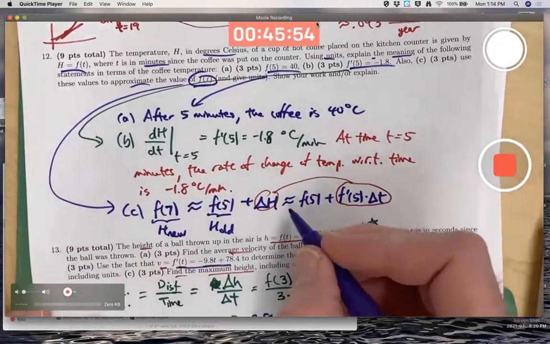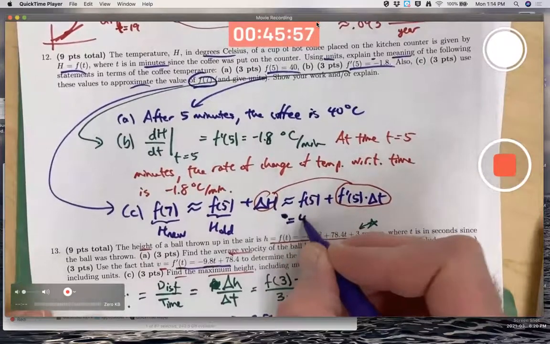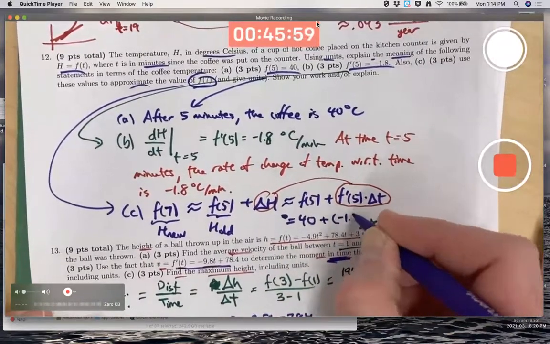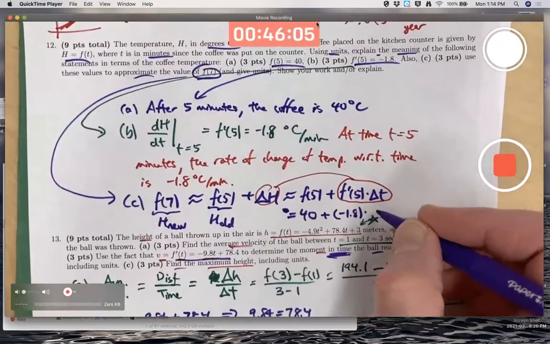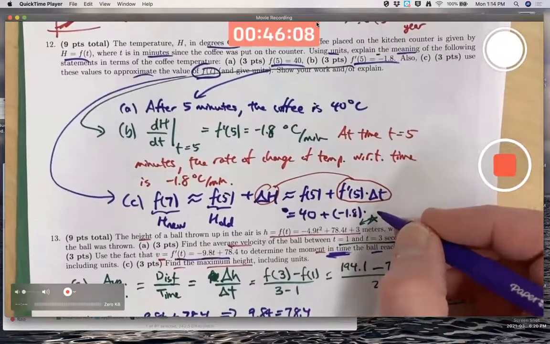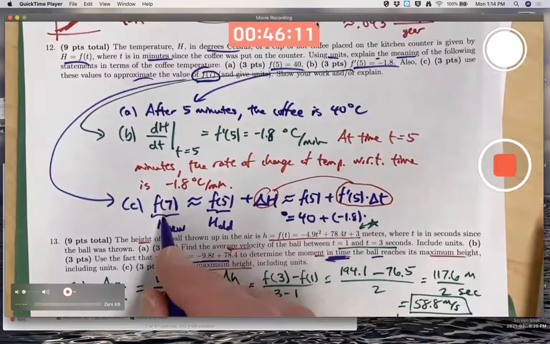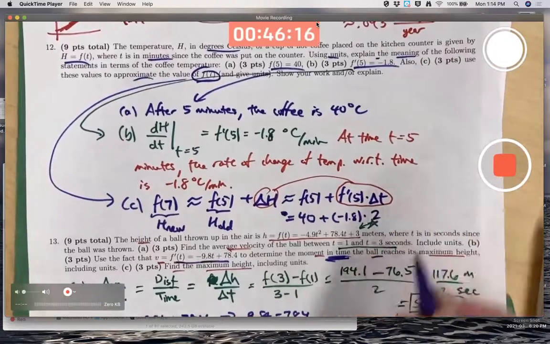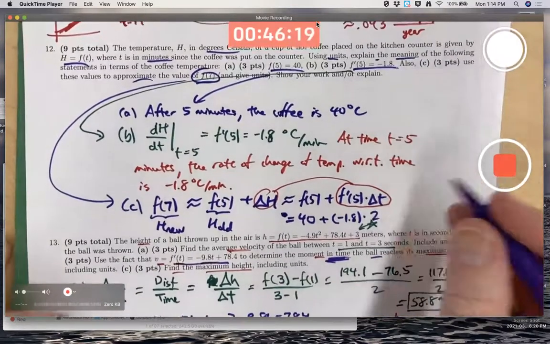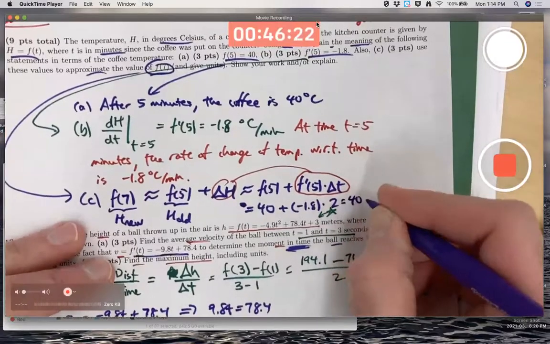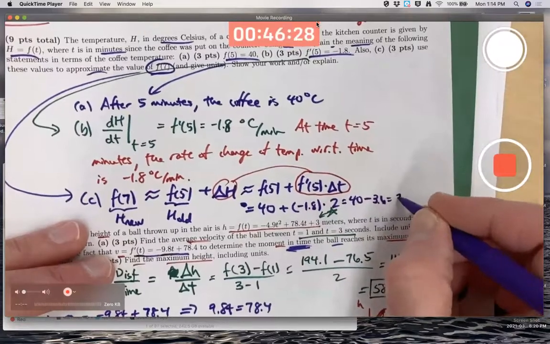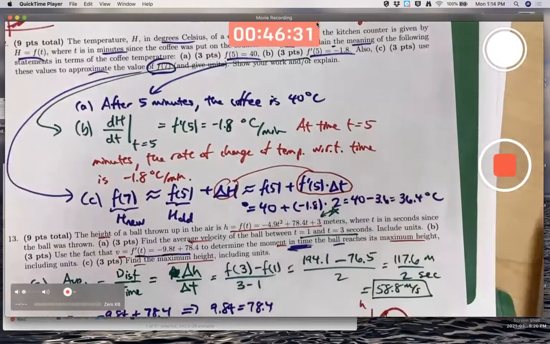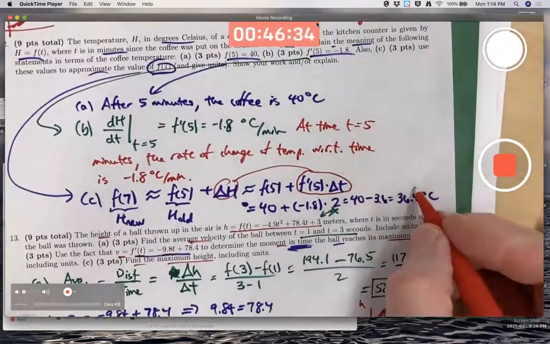Now plug in the numbers. This is 40 plus negative 1.8 times, what's the change in time? Nope. From time 5 to time 7 in minutes. 2 minutes. So I'm glad you tried. 40 minus 3.6. So it's 36.4 degrees Celsius is the estimate for the temperature 2 minutes later.